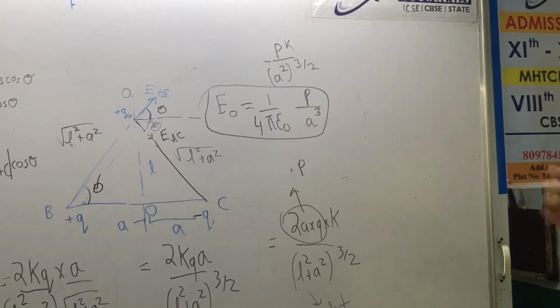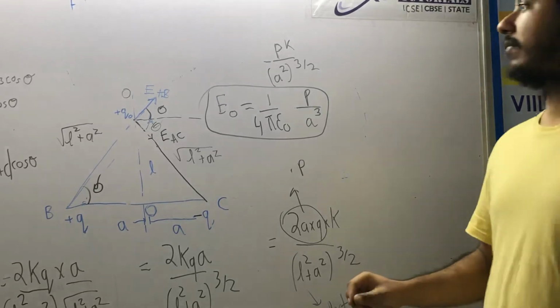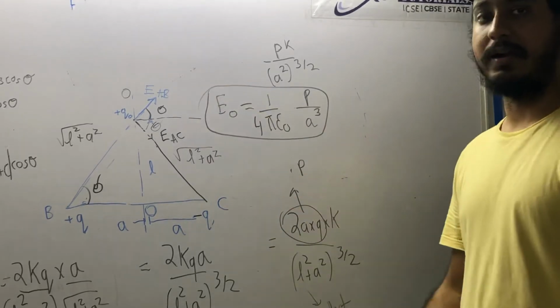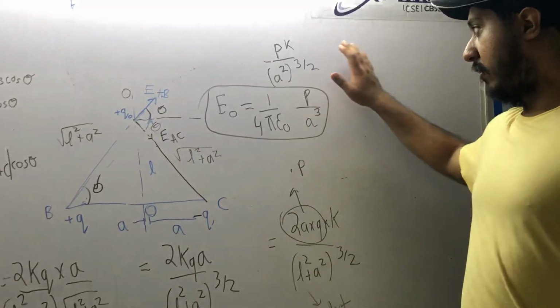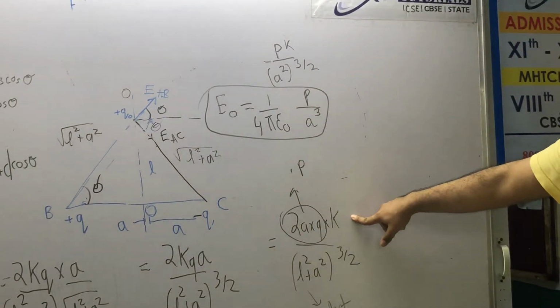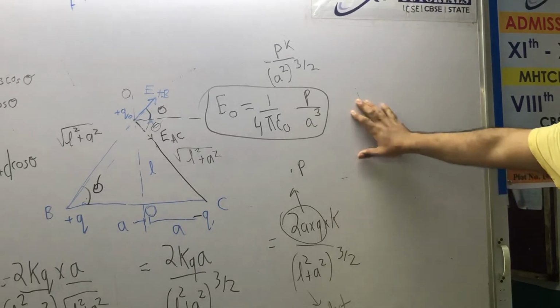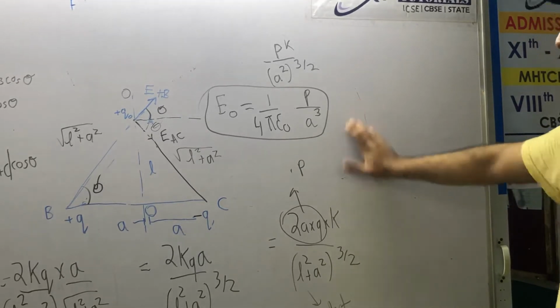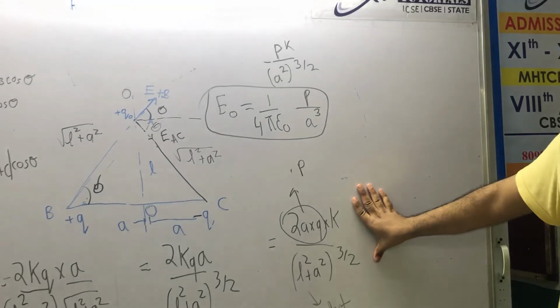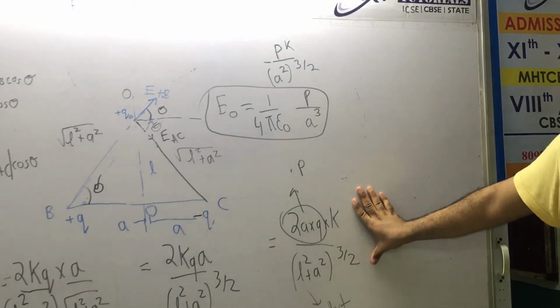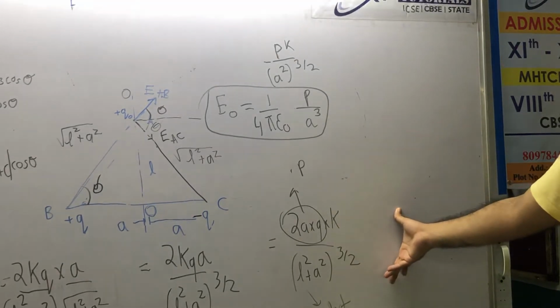So that was the equatorial, and the one we did before was axial. When we keep a point at equatorial and axial, in case of equatorial it is pk upon L square plus a square raised to the power 3 by 2, and in case of axial it was 2 times the value of this. So in axial the value is 2 times in comparison to the value on the equatorial axis.